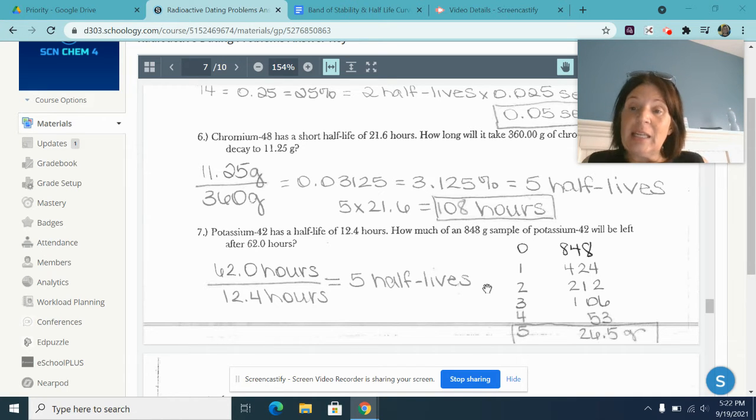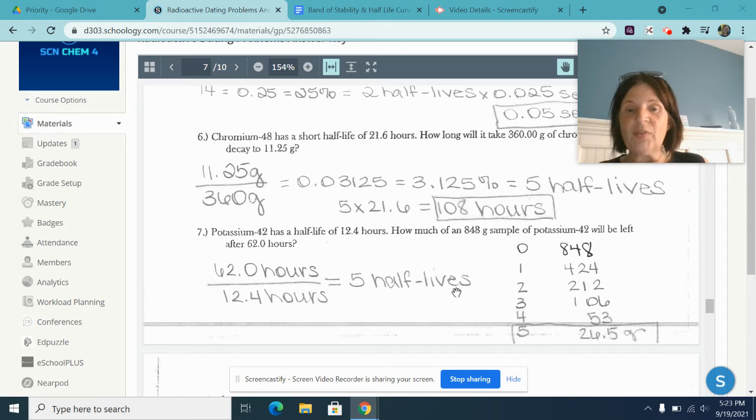In these problems, you're going to get one amount. In this case, it's 848 grams. One of the ways that you can do this, and I find that's probably the easiest way, is to make a chart for how many half-lives it's been through. Remember to always start with 0. If you start with 1, you are going to be off by a half-life.